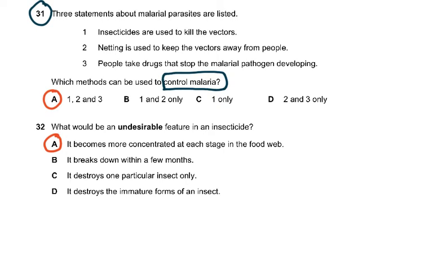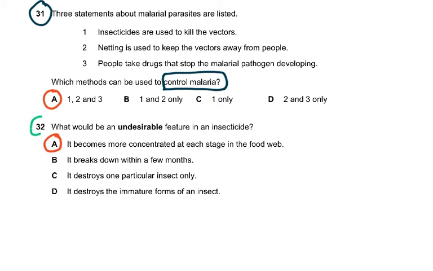Why? Because insecticides are used to kill the vectors. We spray Mortein in our houses so that we kill the mosquitoes and they don't come and suck blood. And netting means you sleep in beds that have nets around them, which prevents the mosquitoes from reaching you. And of course, by taking drugs you stop the spread of malaria, because if I have a few plasmodium and I take the drugs, all of them are killed and I do not have any more plasmodium. So even if the mosquito sucks my blood, it's not going to get any plasmodium. So that was question 31.